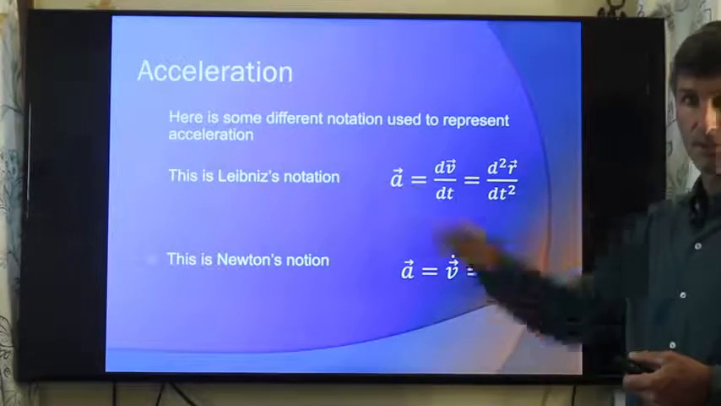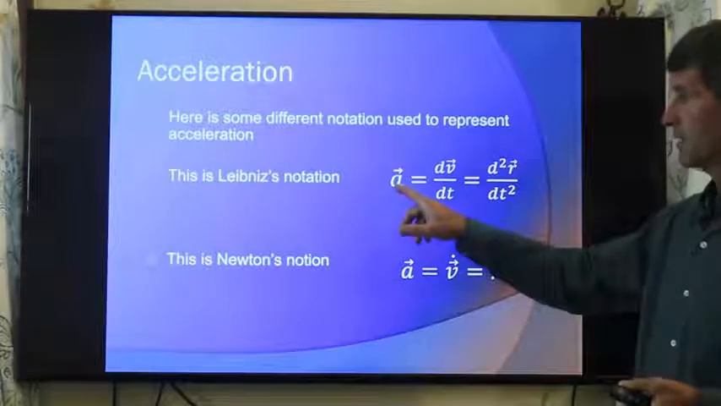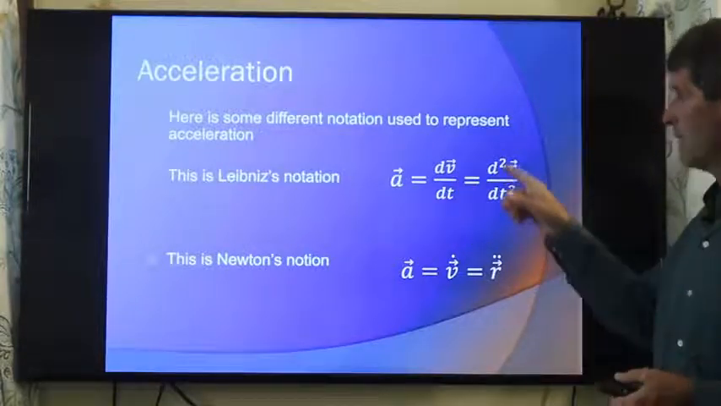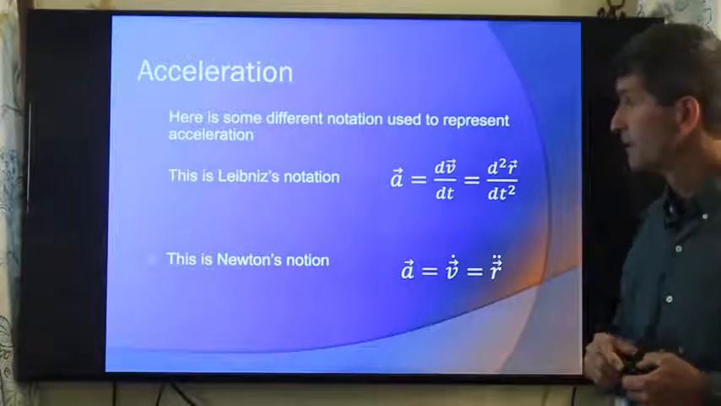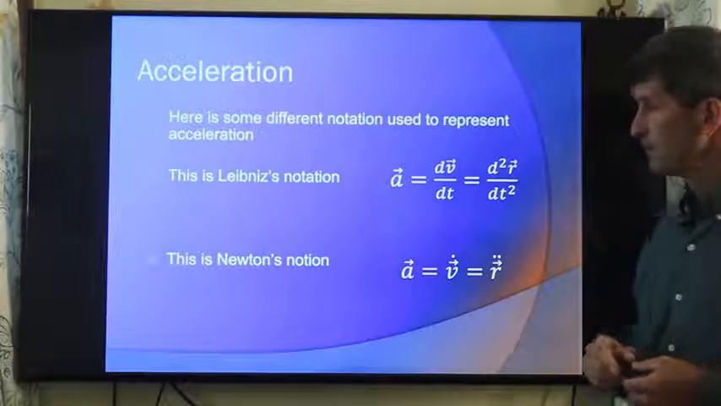The Leibniz notation, which is typically taught in calculus, will show the acceleration is the first derivative of velocity as a function of time, and therefore, because velocity is the first derivative of position as a function of time, we can also write it this way.